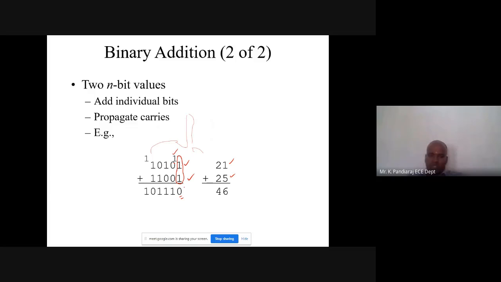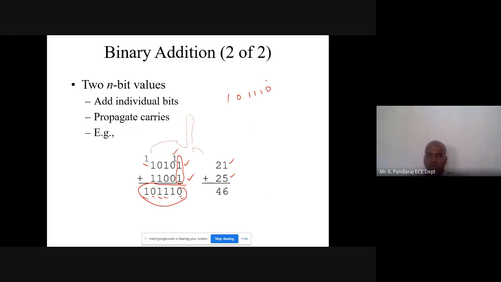Now 1 plus 0 plus 0 is 1. Then 0 plus 1 is 1, then 1 plus 1 is 0, and the carry 1 goes to the next position. Now this value is there, 101110, and now what is this value?